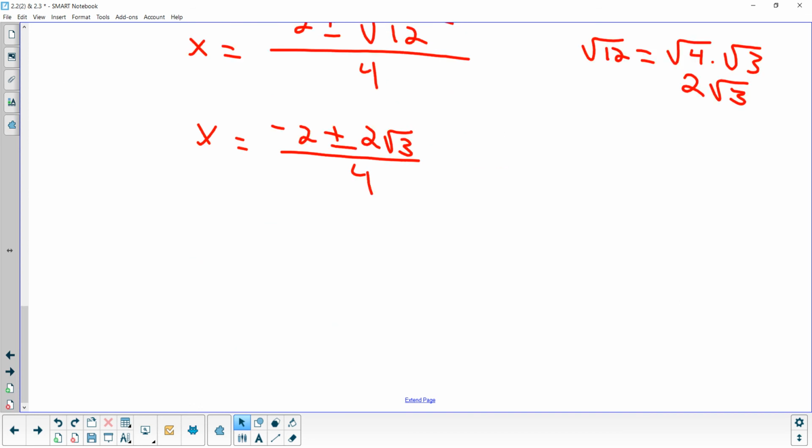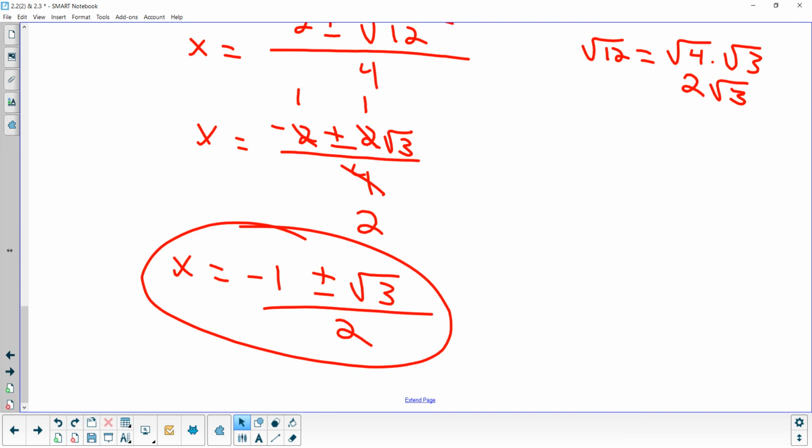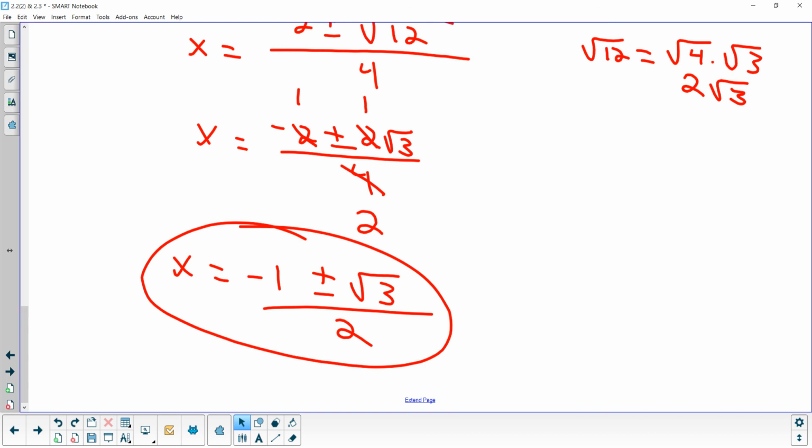And then, sometimes when you do that, you can look at all the numbers that are outside roots, and they're all divisible by something. In this case, all divisible by 2. So 2, 1, 1. So the final answer, when you reduce it as much as you can, is -1 plus or minus root 3 over 2. And that's quadratic one.